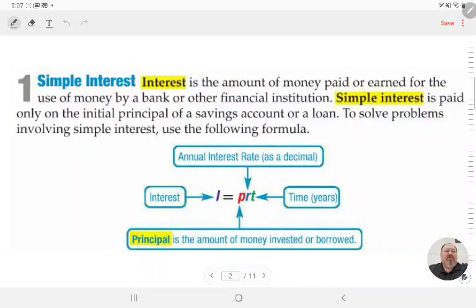So interest is the amount of money paid or earned for the use of money by a bank or other financial institution. Simple interest is paid only on the initial principal of a savings account or loan. To solve problems involving simple interest, use the following formula. I equals PRT. P is the principal, that's the amount of money invested or borrowed. R is the annual interest rate as a decimal, and T is the time in years. Okay, and of course the I equals the interest.